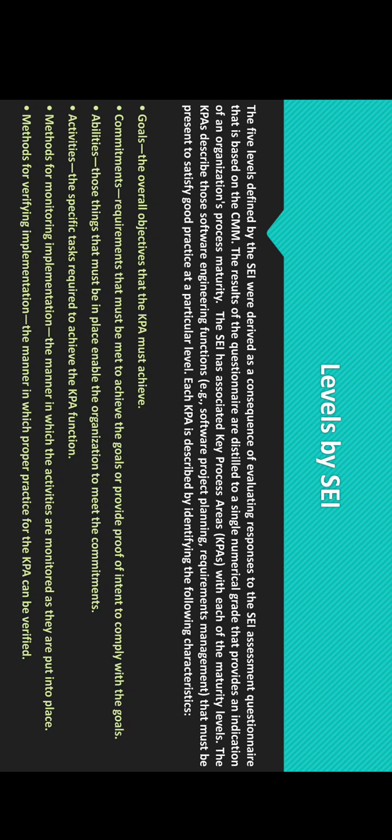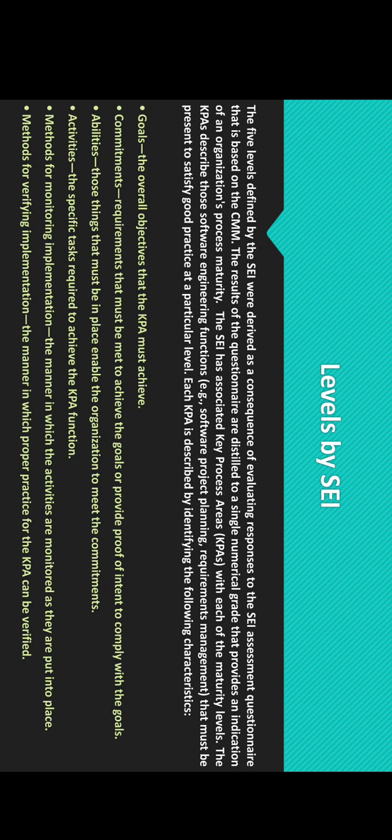The next characteristic is activities, the specific tasks required to achieve the KPA function. Whatever activities we are performing under the software process must achieve the functionalities of key process areas. Next, the other characteristic is methods for monitoring implementation. It is the way in which the activities are monitored so that they are put into place for the successful process of the project.